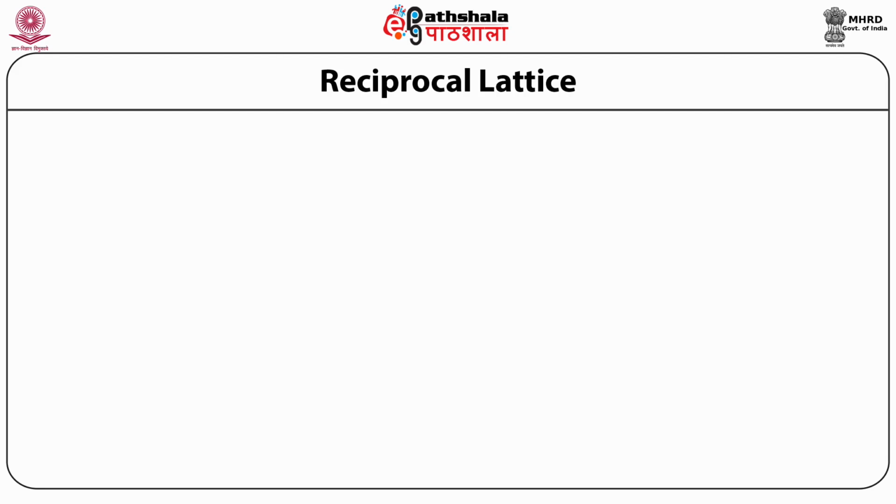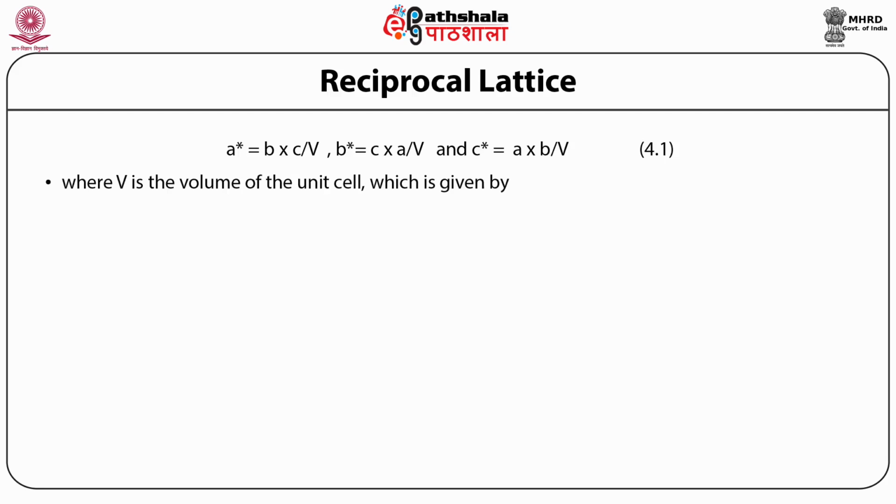The reciprocal lattice vectors A star, B star, C star can be related to the direct basis vectors in the real space, which are A, B, C, by the relations given in 4.1, namely A star equals B cross C over V, B star equals C cross A over V and C star equals A cross B over V, where V is the volume of the unit cell given by V equals A dot B cross C. B cross C is a cross product of vectors B and C, which will be a vector, but A dot B cross C will be a scalar, giving you the value of the volume V. So you can refer to figure 4.2.